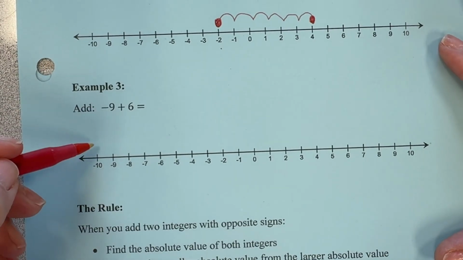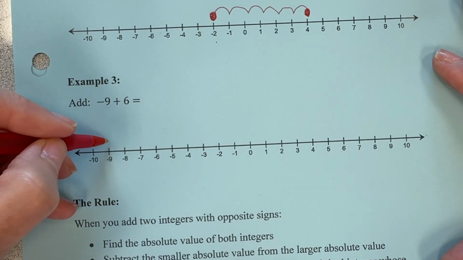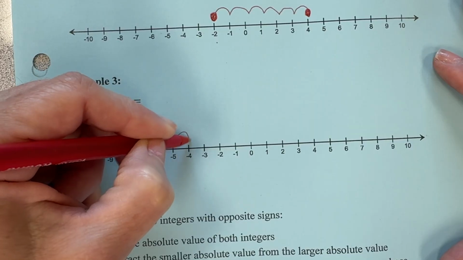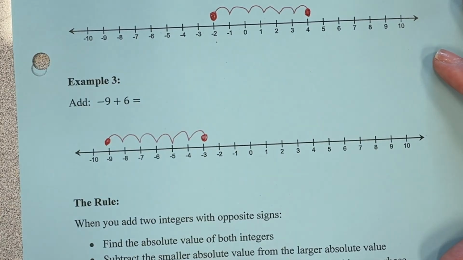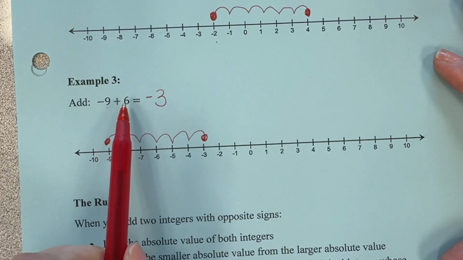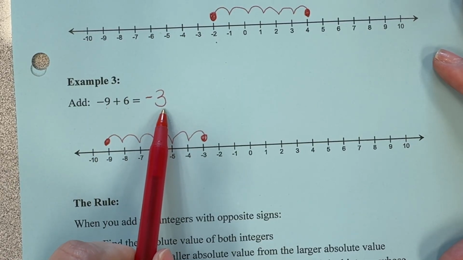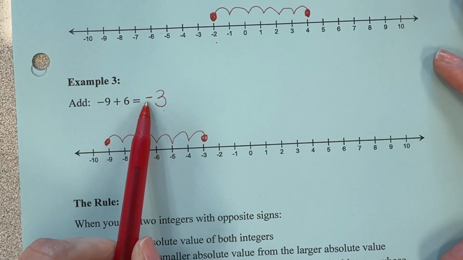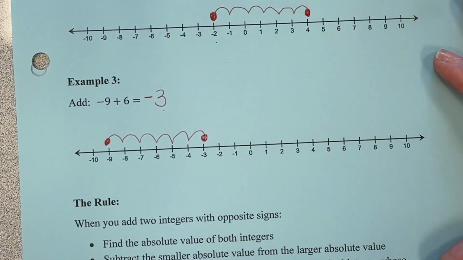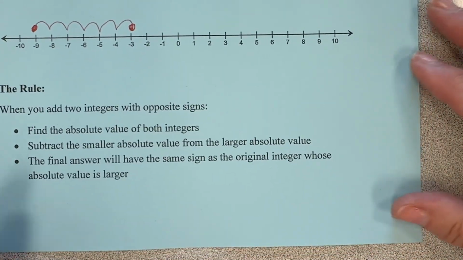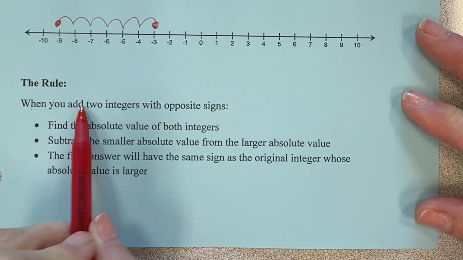Okay, look at this next one. Add -9 plus 6. So let's go to -9 right here and hop 6 to the right. 1, 2, 3, 4, 5, 6. Boom. And we land at -3. 9 minus 6 is 3. And the 9 is bigger and it's negative, and so is my final answer, negative. Very interesting.